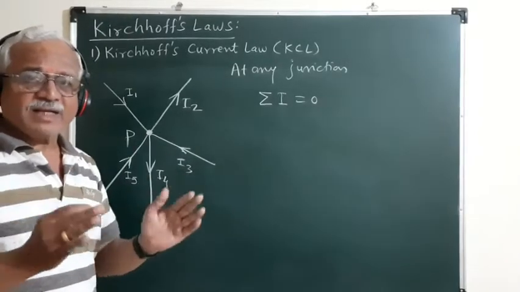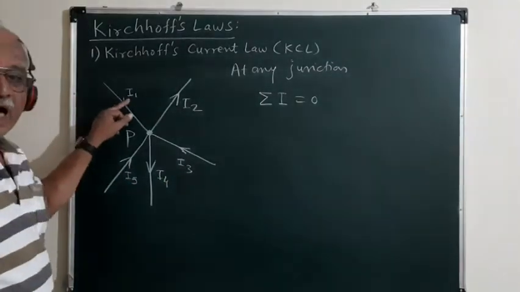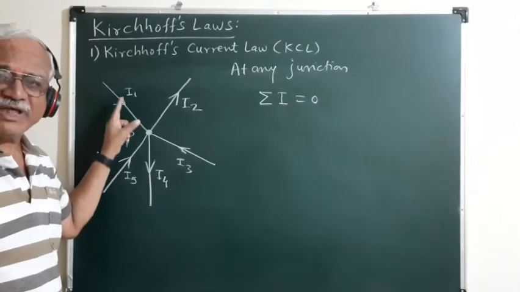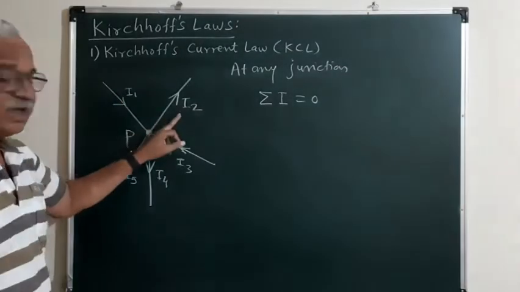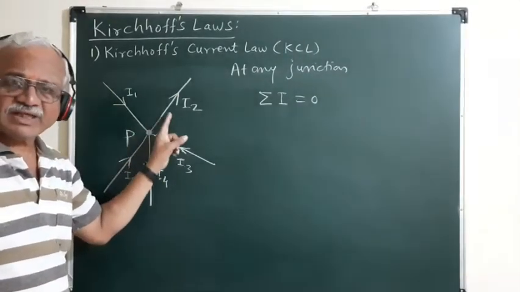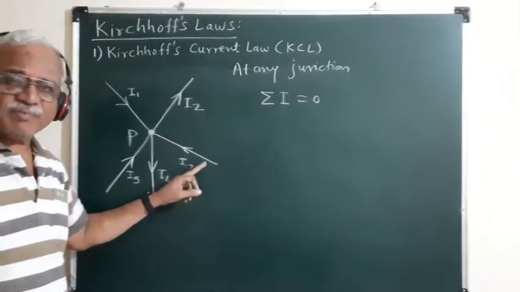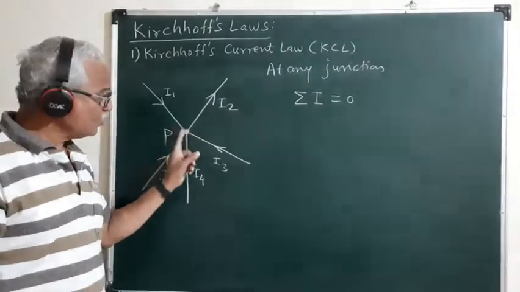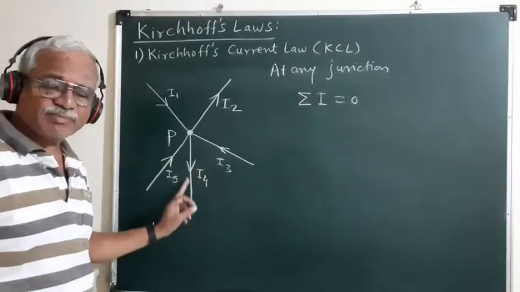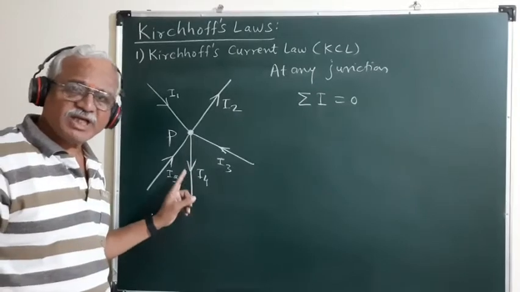If we apply this sign convention, since the current I1 is flowing towards the junction P, the current I1 must be treated as positive. The current I2 is leaving away from the junction P, so the current I2 should be treated as negative. The current I3 is flowing through the third branch towards the junction P, so it must be treated as positive. The current I4 flowing through the fourth branch is leaving away from the junction P, so it must be considered negative.